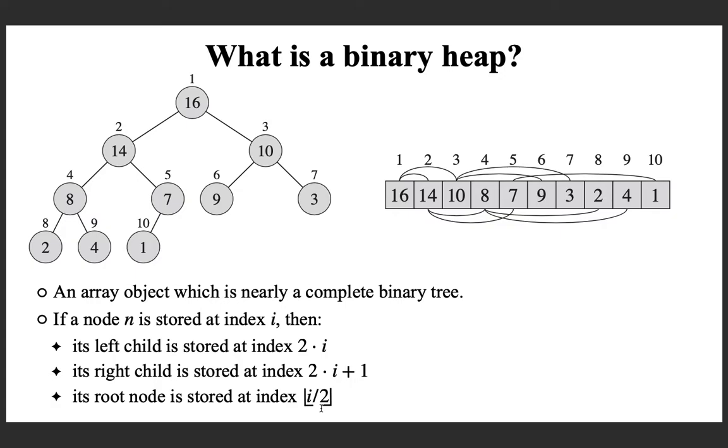Please try to remember it. If a node is stored at index i, its left child is stored at index 2i, its right child at index 2i plus 1, and its parent node at index floor of i by 2.